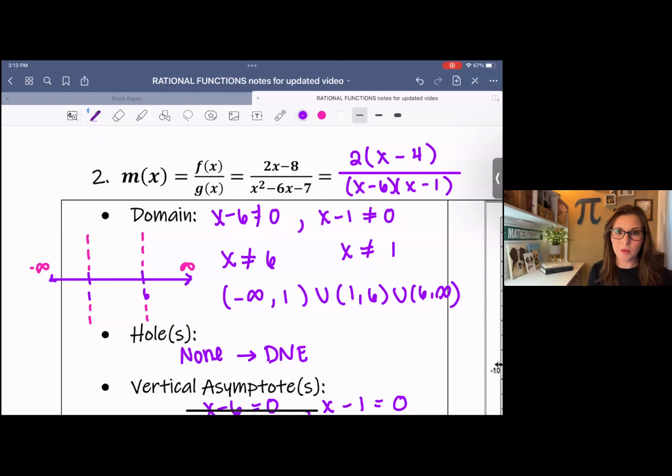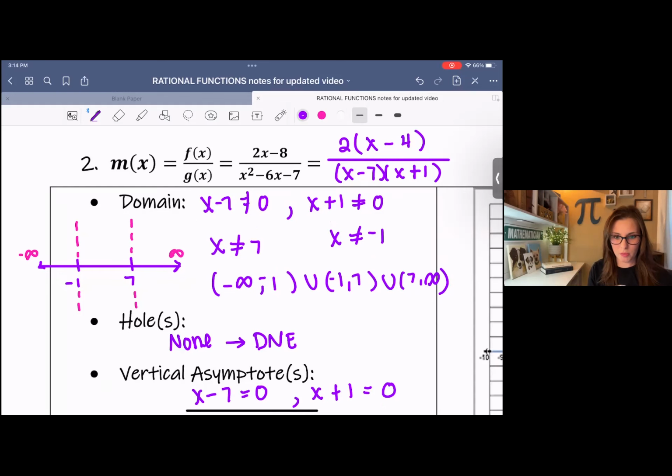So for your first step, you want to factor the numerator and the denominator. So for factoring in the numerator, it is not a quadratic, but there is a GCF, so we pull out that 2. And then in the denominator, we're looking for factors of -7. Uh-oh, I see a mistake. Sorry about that. Factors of -7 that add to -6 would be -7 and +1.